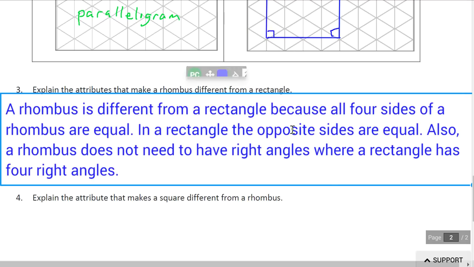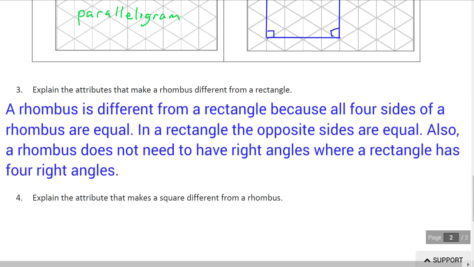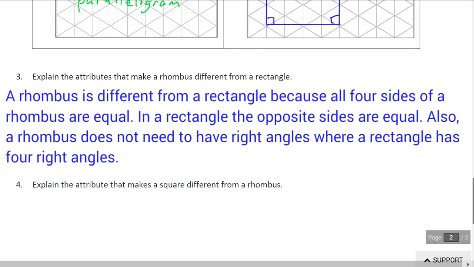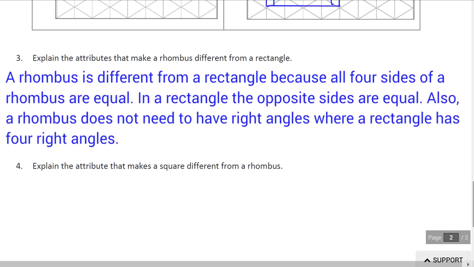Alrighty, how'd you do? Well, this is a pretty long answer, but basically a rhombus is different because all four sides of a rhombus are the same length. In a rectangle, only the opposite sides are equal. Also, a rhombus does not have to have right angles, where a rectangle has 4 right angles.